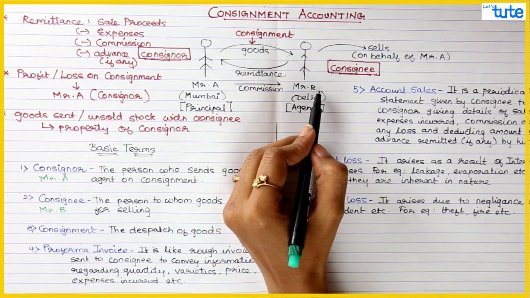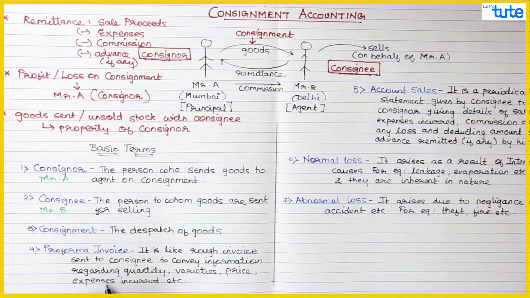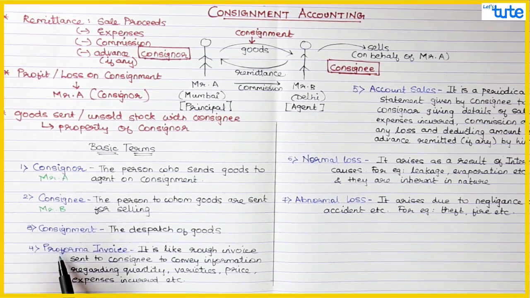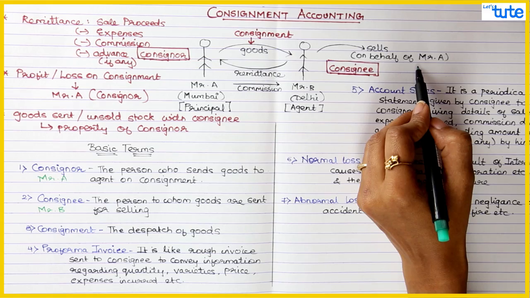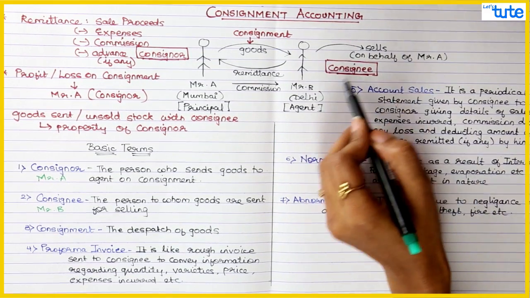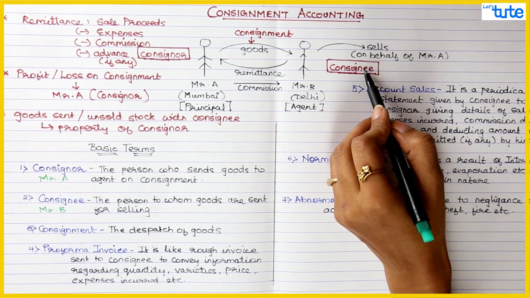So Proforma invoice is like a rough invoice sent to consignee to convey information regarding quantity, varieties, price, expenses incurred. When A send goods to B, A will also have to incur some expenses for the transportation. So all that expenses and goods detail will be there in Proforma invoice. When we will actually sell those goods to some other person, to third party, that time the invoice which is generated would be actual tax invoice.